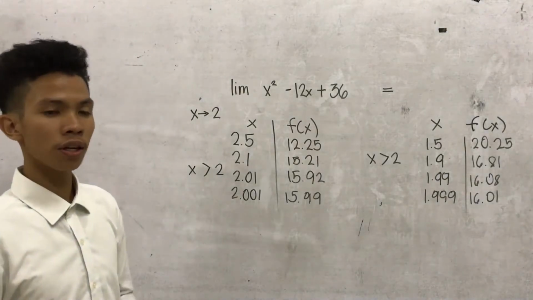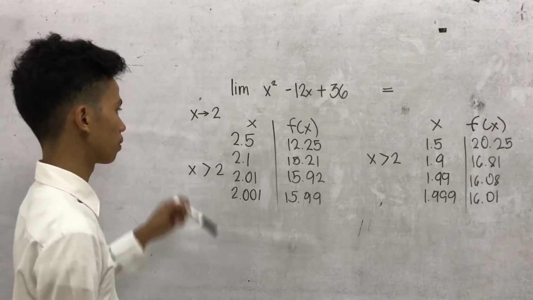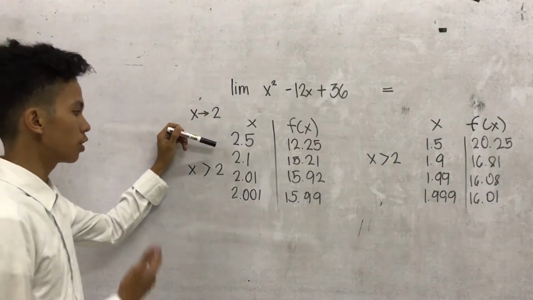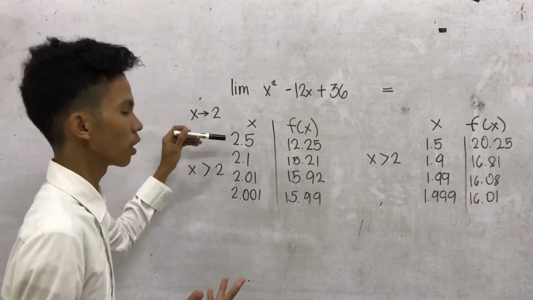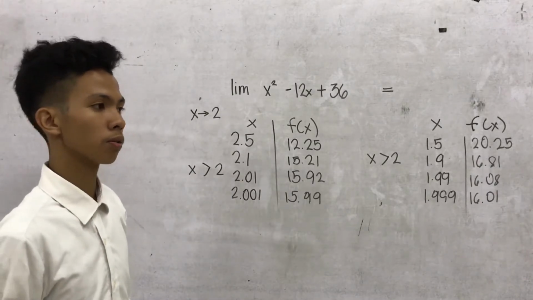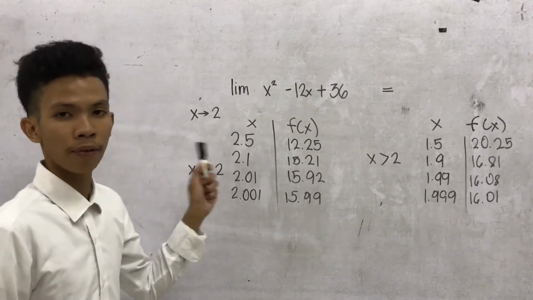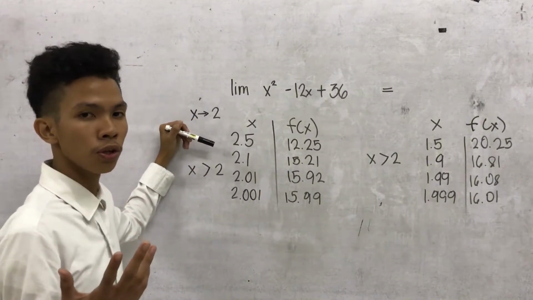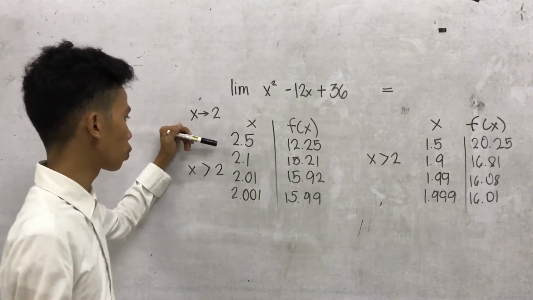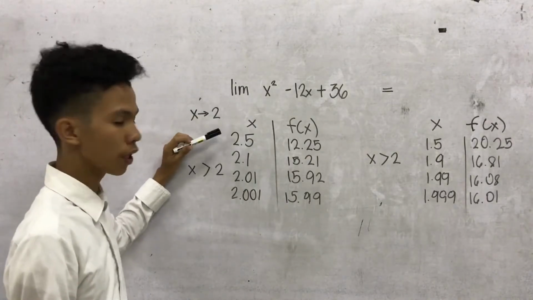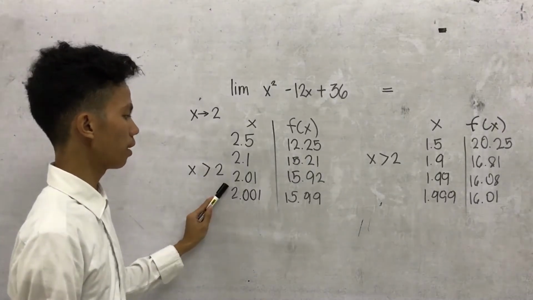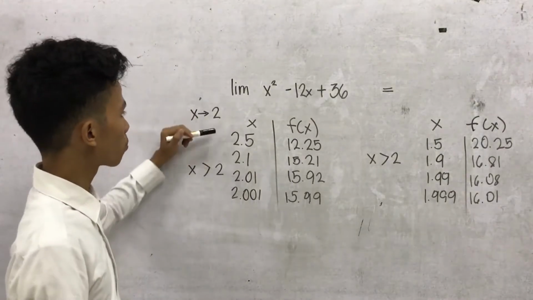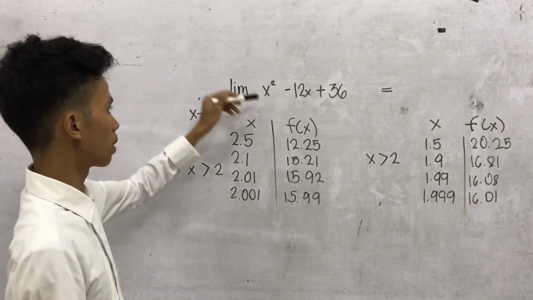So, as we are done labeling each table, we need to find the values of x that are greater than 2, which is 2.5. Always take note that we must always start with 0.5. So, the preceding numbers are the values that are approaching 2. The preceding values are 2.1, 2.01, and 2.001. Then, we need to substitute the values of x in the given formula.